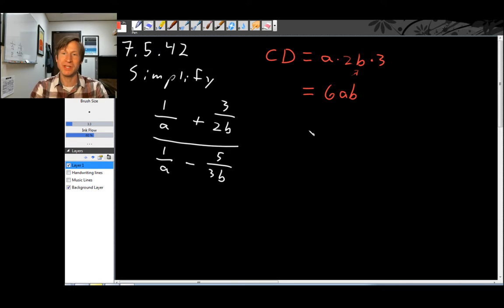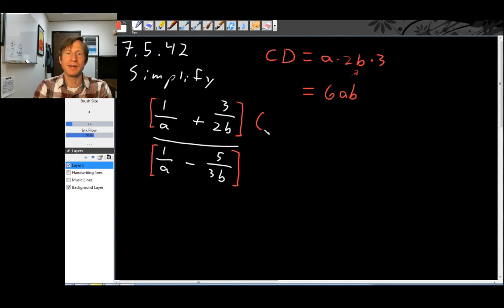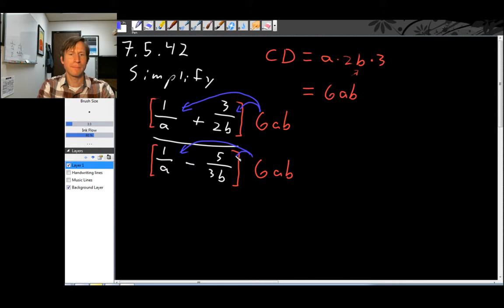All right, so what do we do with this common denominator? We actually aren't going to use it as a denominator. The trick is to take this common denominator and multiply the numerator and denominator by this expression 6ab. Now to actually do this product, we're going to have to distribute like this, here and here, and also there and there. So let's see what we get.